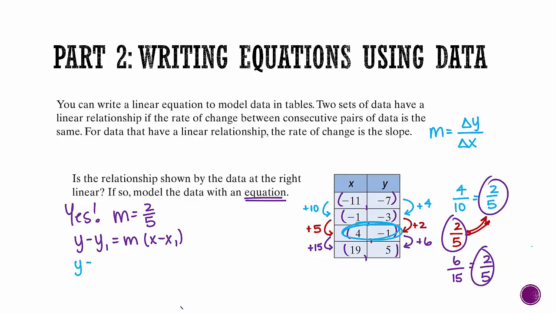So you do y minus the y in your point, which is a negative 1, equals the slope we just found, which is 2/5, times x minus the x in my point. And you can simplify this first part to get y plus 1 equals 2/5 times x minus 4. You can leave it like this if it doesn't say to do anything different, but if it asks you to write it in y equals mx plus b, then you would have to convert it.